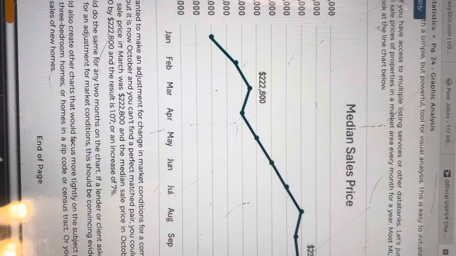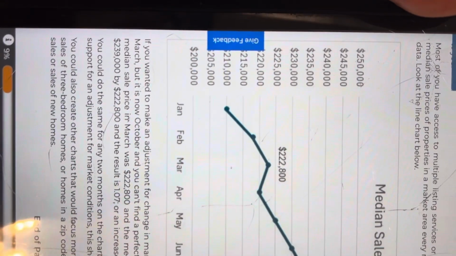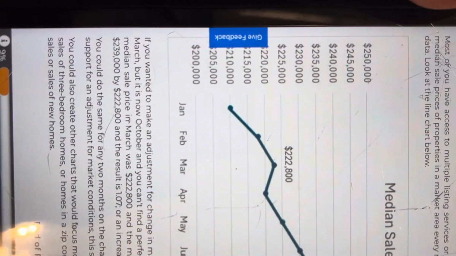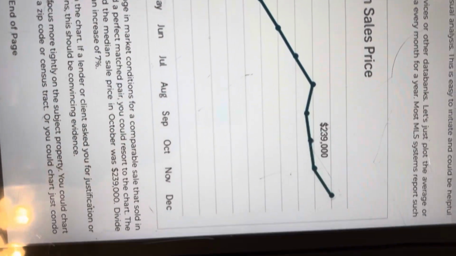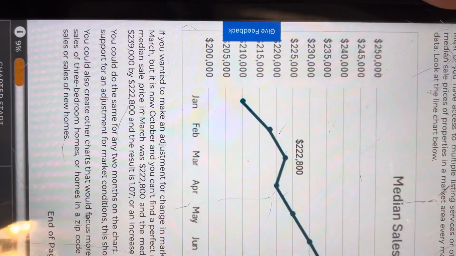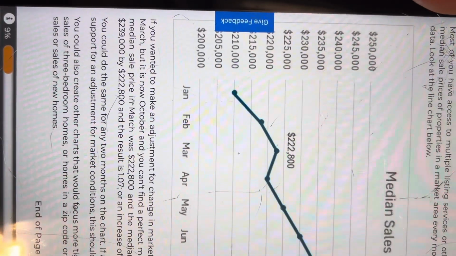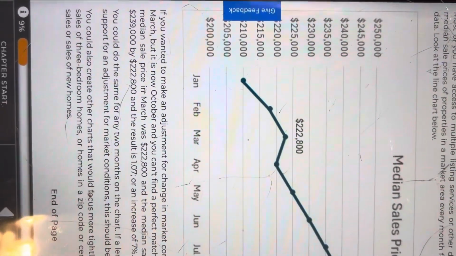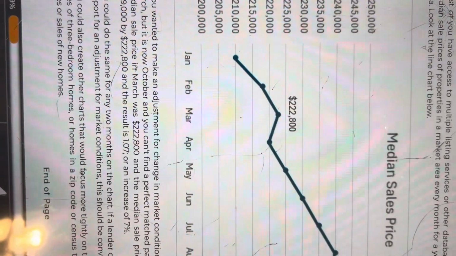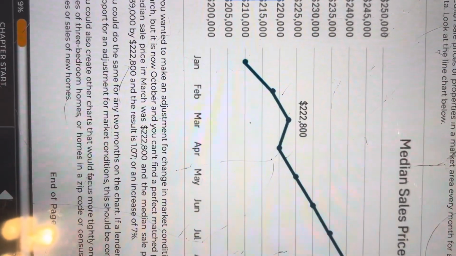Median sale prices. On the low end, they start out at $200,000, and then the high end, $250,000. And then it's January through December on the bottom. In January, they were $210,000. In February, they were $218,000. In March, they were $222,800. In April, they dipped down to $220,000.